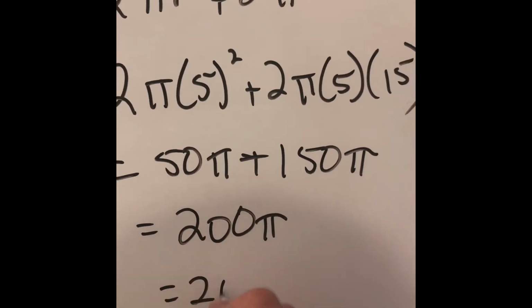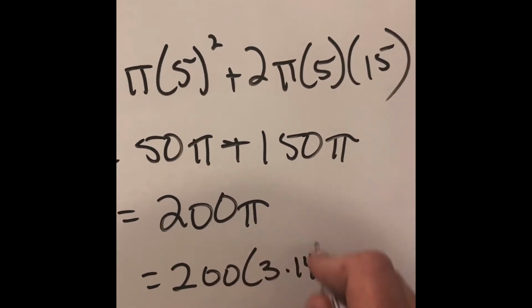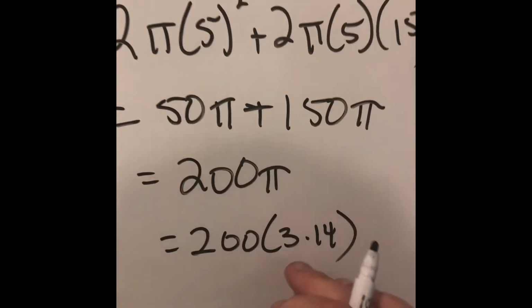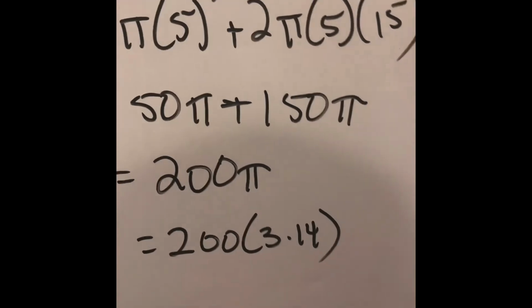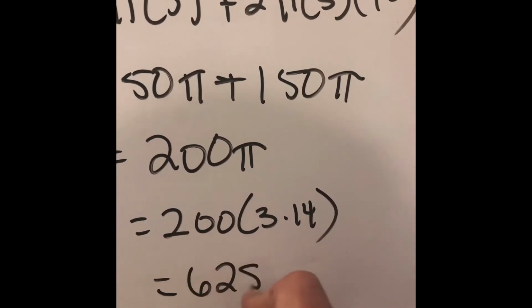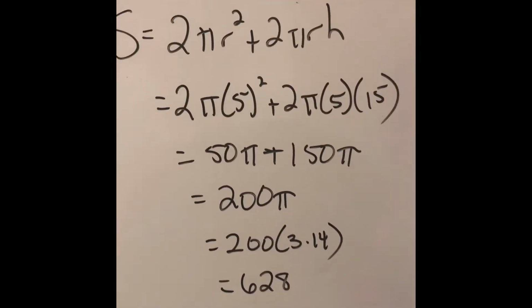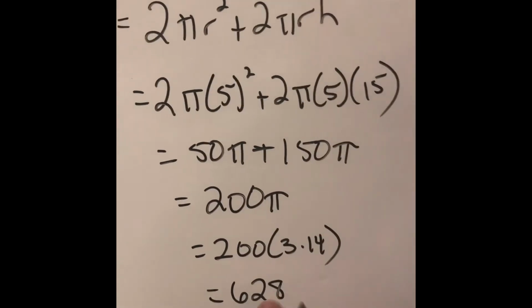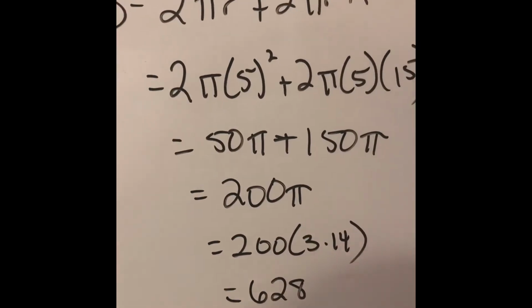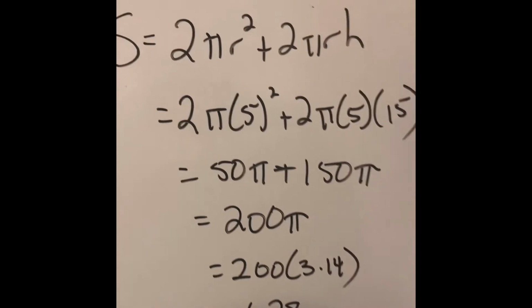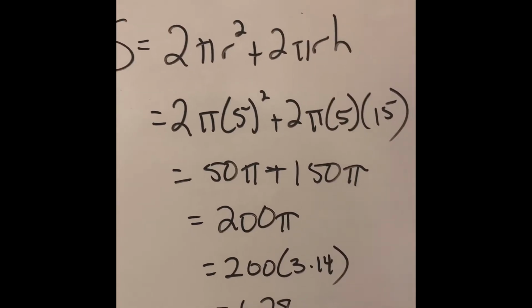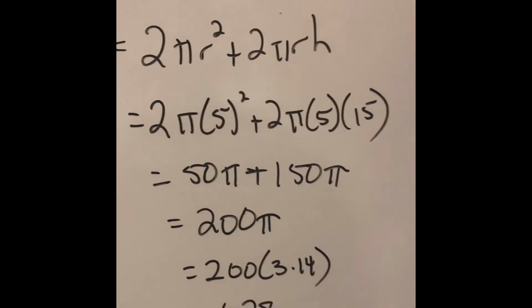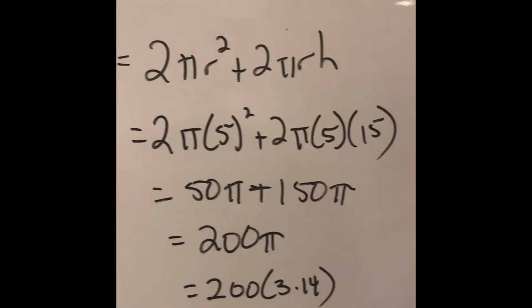So now you can take your 200 times 3.14. In this case, because we estimated our pi as 3.14, we're not really going to get a decimal answer. We're going to get 628. But if you use the pi button, then you would get a decimal answer and you'd have a couple decimal places here. I want you guys to use the 3.14. That way we all are uniformly going to have the same answer.